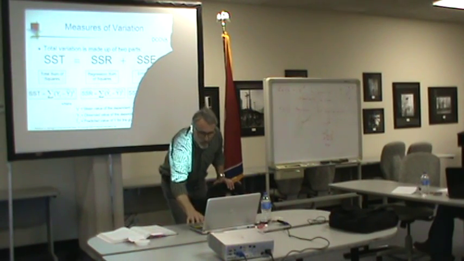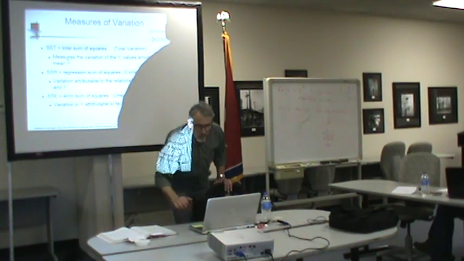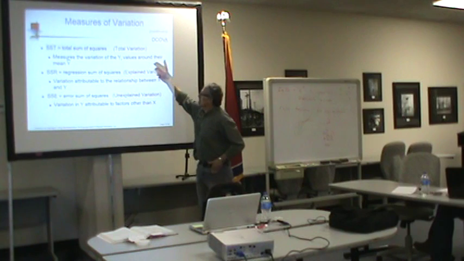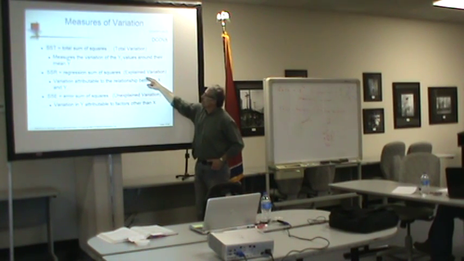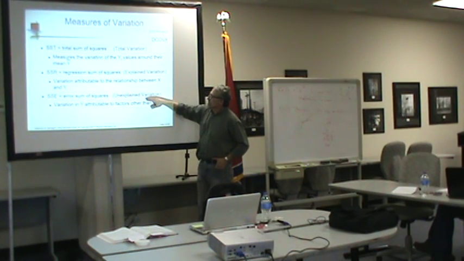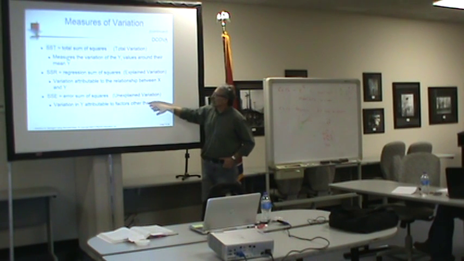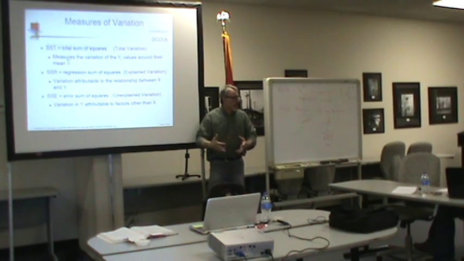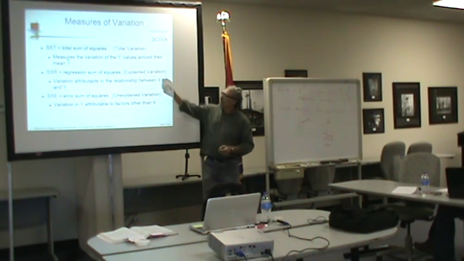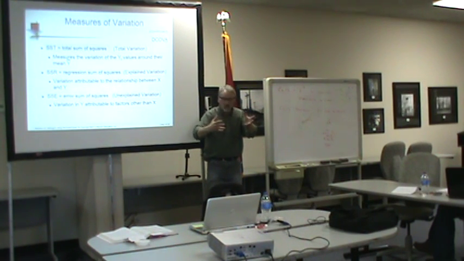So let's see, they got words describing that, then they'll show a picture. So the SST is the total, this is the explained, and then this is the unexplained. Okay, why do they use those terms? They're trying to set you up for design of experiments in the future. But yeah, the total variation is self-explanatory, right?